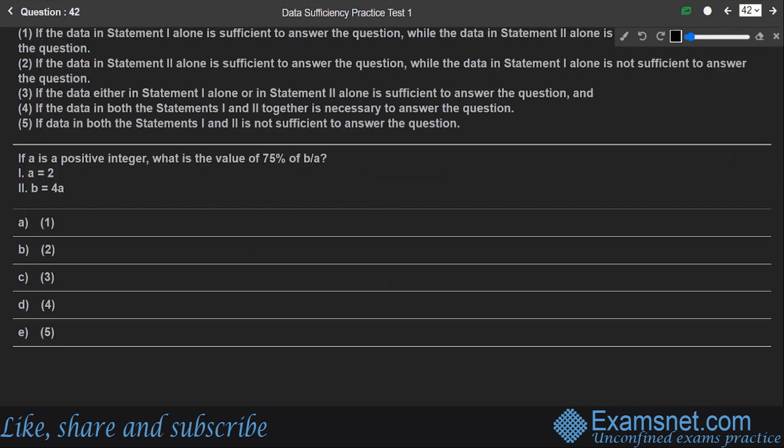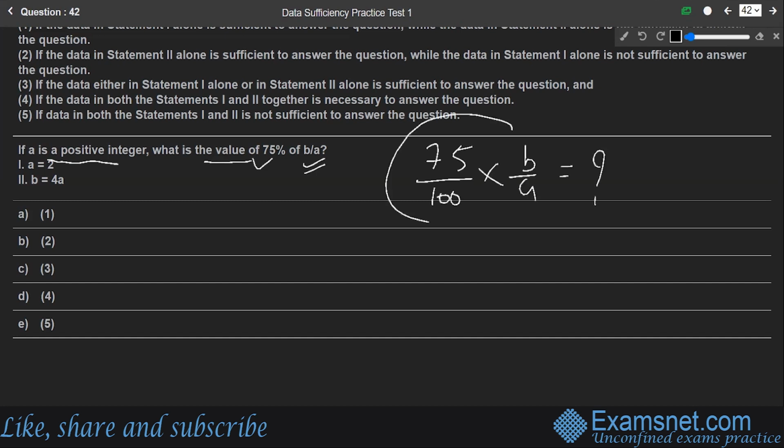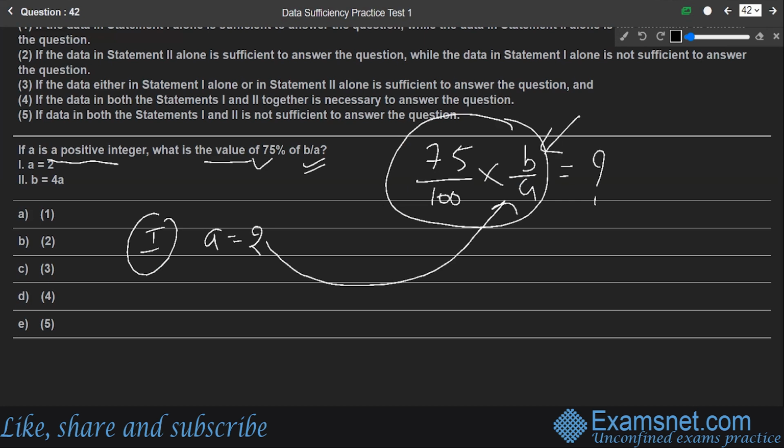Now the next question says, if A is a positive integer, what is the value of 75% of B by A? Okay, A is a positive integer. We are supposed to find out 75 by 100 into B by A. That is what we are supposed to answer, or rather we are supposed to check whether this can be answered using the information provided or not. First statement says A is equal to 2. So by just the knowledge of A equal to 2, if we put this value of A here, can we find out the 75% of B by A? No, because the value of B is still missing. So first alone is not sufficient.